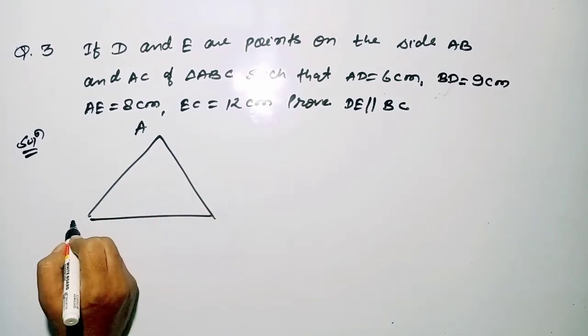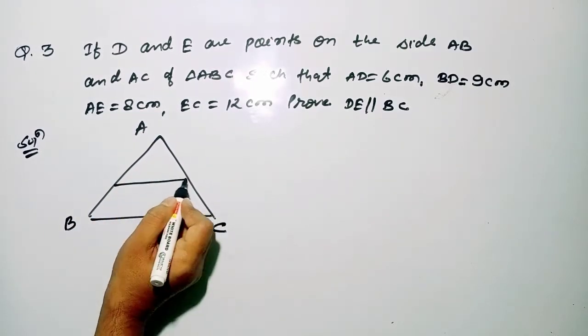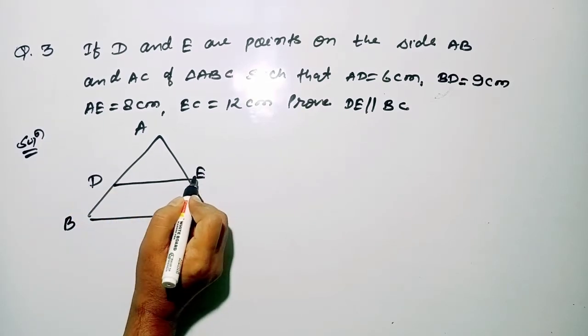So first of all, drawing the triangle ABC, right? This is D and E over here.